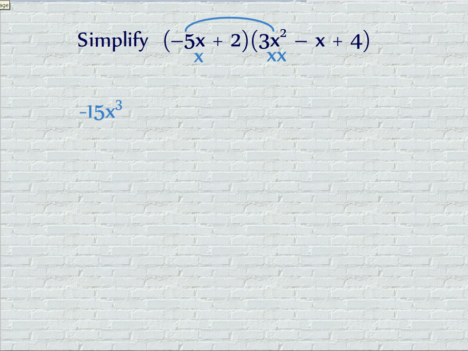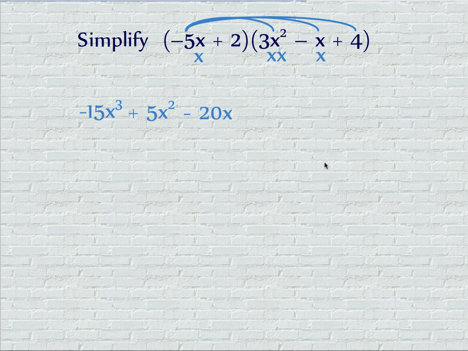Moving on, now I'm going to distribute the negative 5x to the negative x. Negative times a negative gives me a positive. 5 times the 1 in front of the x gives me 5. And x times x gives me x squared. So I have a positive 5x squared. Next, I have to distribute the negative 5x to the positive 4. Negative times a positive is a negative. 5 times 4 is 20, and I only have one x involved, so negative 20x.